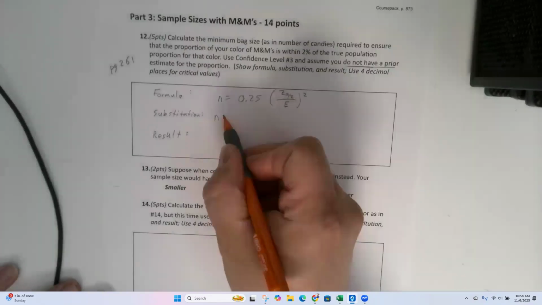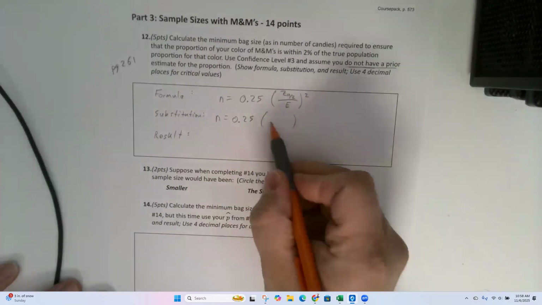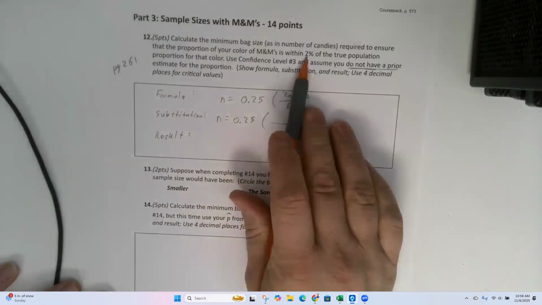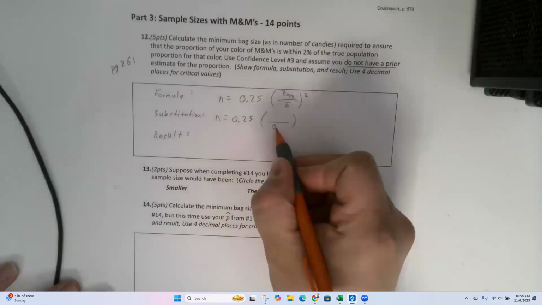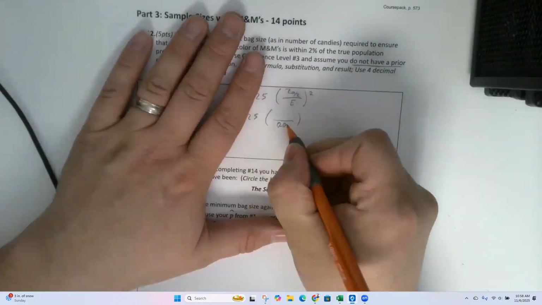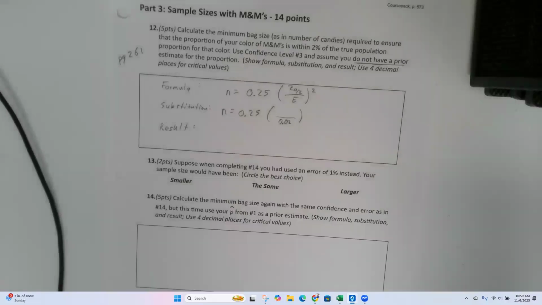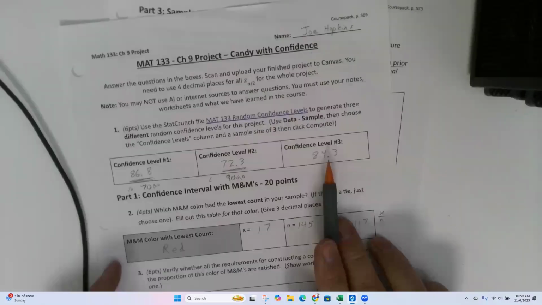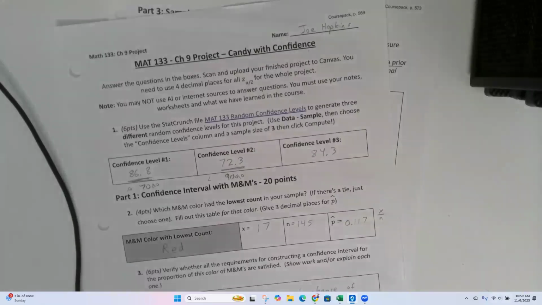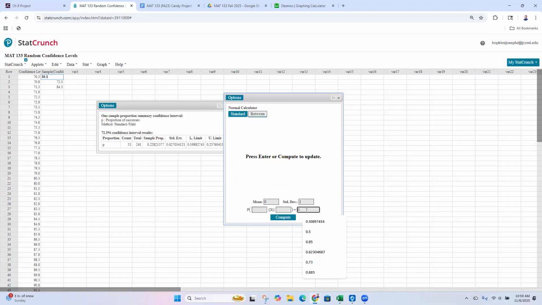So substitution, n equals 0.25. Calculate our z alpha over 2 and our error. Our error in this case is 2%. We want to be within 2%. So the true value is 16%, and we want our actual answer to be somewhere between 14% and 18%. For z alpha over 2, we are going to use the confidence level for number 3 to calculate that. So mine is 84.3. Confidence level 84.3.